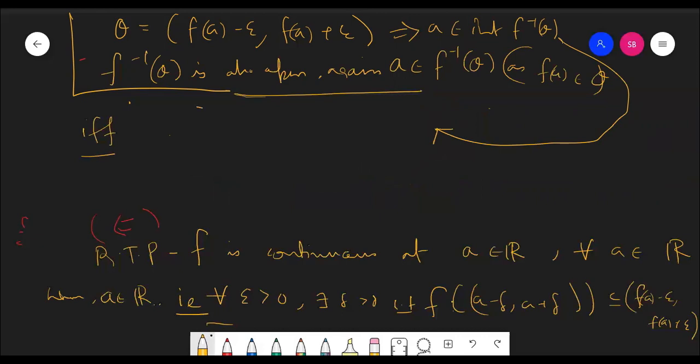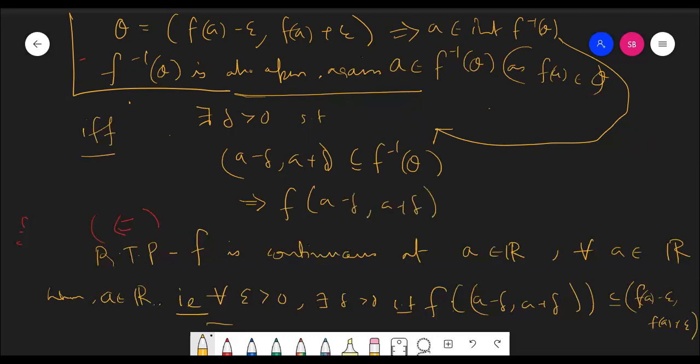then there exists delta greater than 0, like there exists a neighborhood around a which is completely contained in f inverse of O. So there exists delta greater than 0 such that a minus delta to a plus delta is a subset of f inverse of O. That again implies f of a minus delta to a plus delta is inside O. And now what is O? This is our f of a minus epsilon to f of a plus epsilon. This is exactly what we want to prove, and thus we are done.